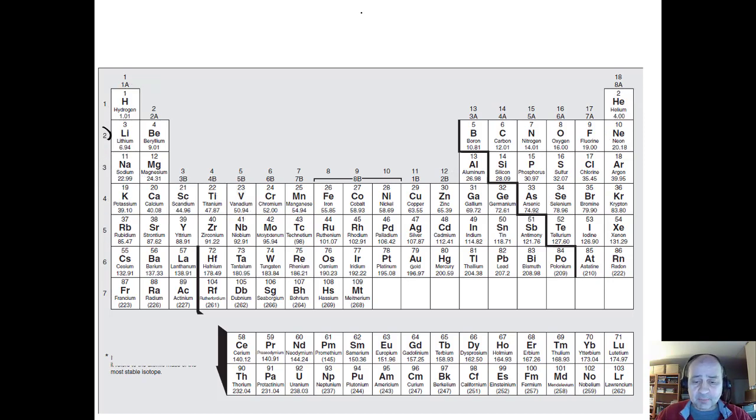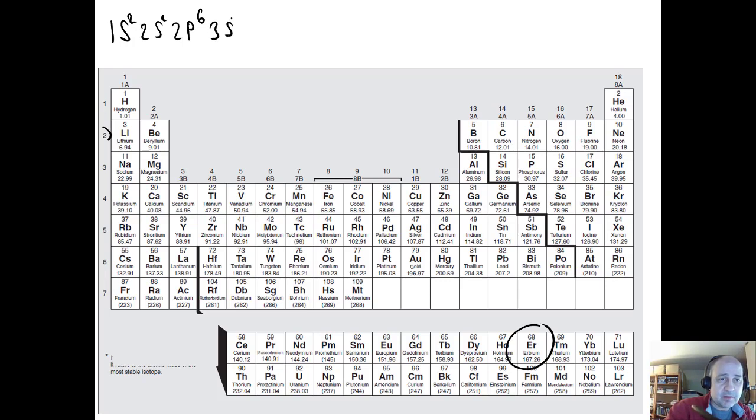Let's do one more example. Let's do something more crazy. Let's do erbium down here. It shouldn't scare you. So basically, you're just going to follow the line here. Let's see if I can actually do it. 1s2, 2s2, 2p6, 3s2, 3p6, 4s2, 3d10, and so I didn't memorize that.